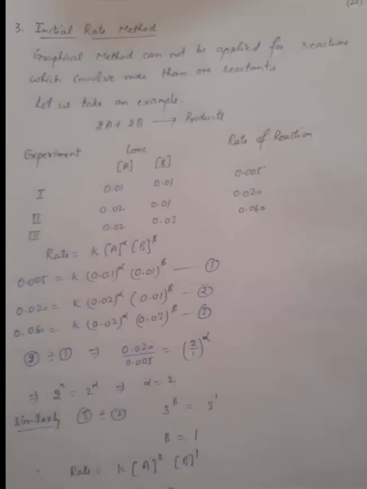Experimentally, we have data for this reaction. First, concentration of A is 0.01, concentration of B is 0.01, and rate of reaction is 0.05. Similarly, second, 0.02 concentration of A, 0.01 concentration of B, and 0.020 rate of the reaction. Next, for third experiment, concentration of A is 0.02, concentration of B is 0.03, and rate of reaction is 0.060.